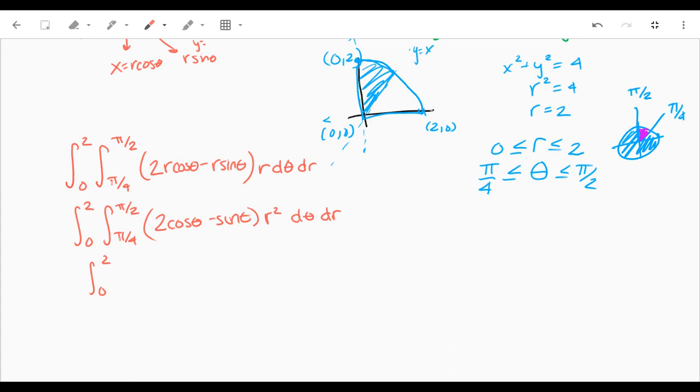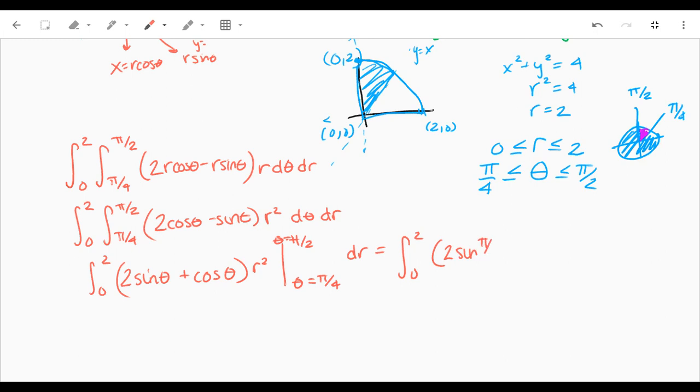So I would have 2 sine theta plus cosine theta times r squared, evaluated when theta equals pi over 4 to pi over 2, dr. So my integral from 0 to 2, 2 sine pi over 2 plus cosine pi over 2 minus 2 sine pi over 4 plus cosine pi over 4, r squared dr.